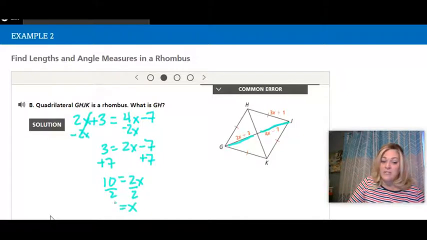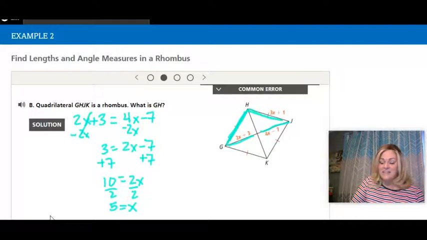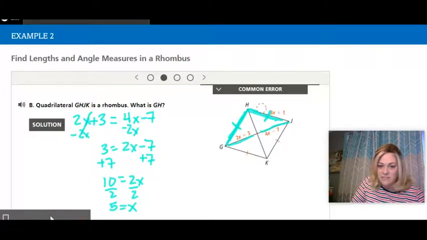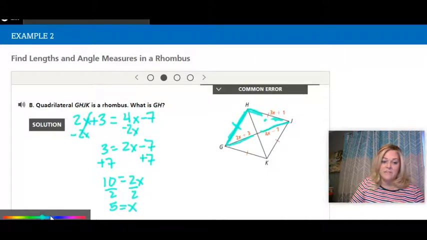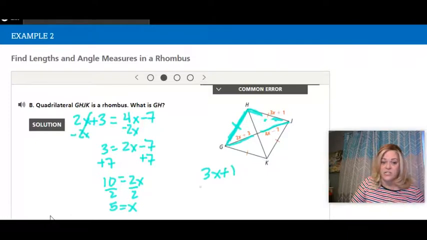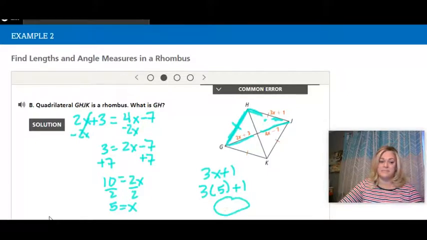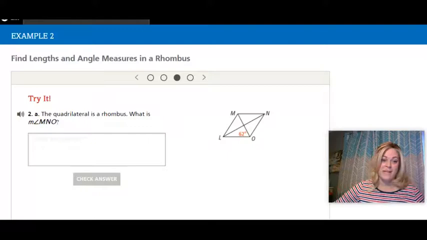But that's not what the question asks. The question asks for this length right here. But if I can get this other length, it's going to be the same. Notice there are those tick marks, and I'll make them bigger so you can see them. Okay, so I have, oops, I have to erase it because now I can't see it. There. I have 3x plus 1 is going to be congruent to what I'm looking for, the GH. So I'm going to plug in my 5 and solve for that. And I'm hoping you can do that on your own. And there's the answer. Okay, the quadrilateral is a rhombus. What is MNO?